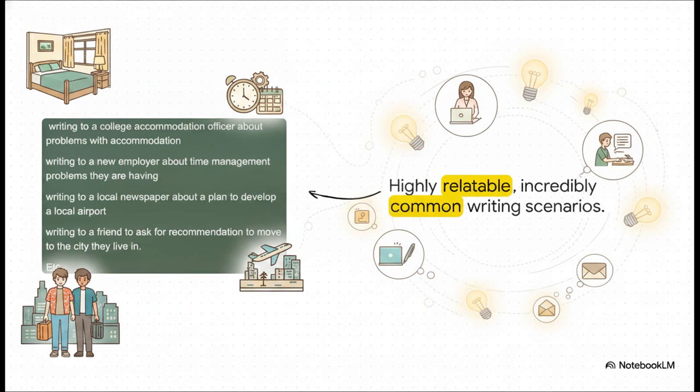So you might find yourself writing to a college accommodation officer about housing problems. Or maybe you're writing to a new employer explaining some time management issues. How about writing to a local newspaper about a proposed plan to develop a nearby airport? Or, if we shift back to the informal side for a second, just writing to a friend to ask for advice on moving to their city. See, these are highly relatable, incredibly common, everyday scenarios.